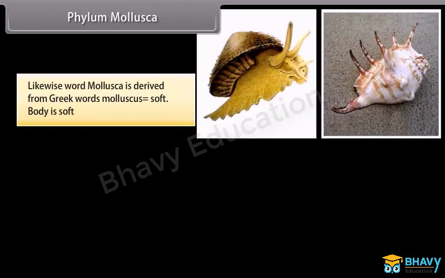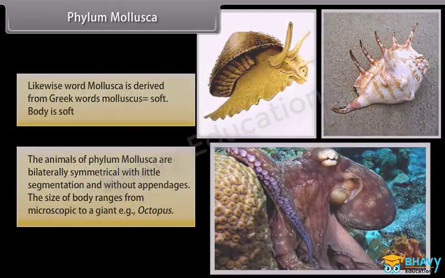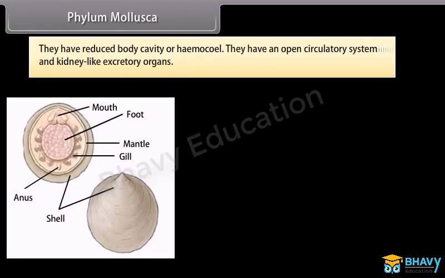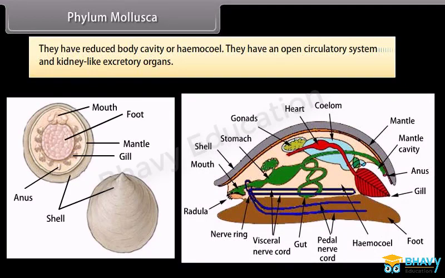Phylum Mollusca. Likewise, the word Mollusca is derived from the Latin word molluscus, meaning soft, as the body is soft. The animals of phylum Mollusca are bilaterally symmetrical with little segmentation and without appendages. The size of the body ranges from microscopic to a giant, that is, the octopus. They have a reduced body cavity or hemocoel. They have an open circulatory system and kidney-like excretory organs.